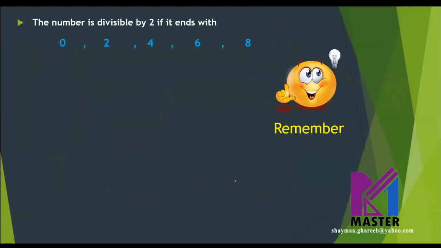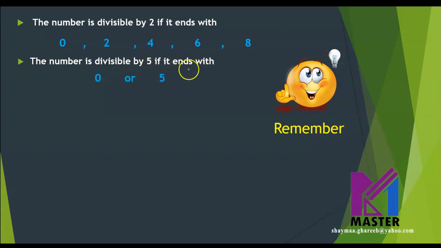Now let's sum up all the divisibility tests that we talked about, and remember together. The number is divisible by 2 if it ends with 0, 2, 4, 6, 8, which means the digit in the units place. The number is divisible by 5 if it ends with 0 or 5, which means the digit in the units place is 0 or 5.